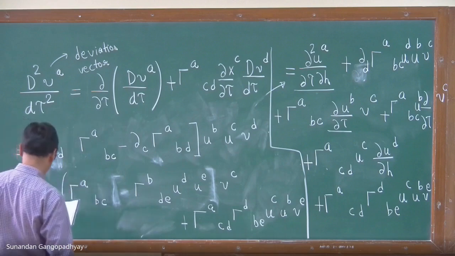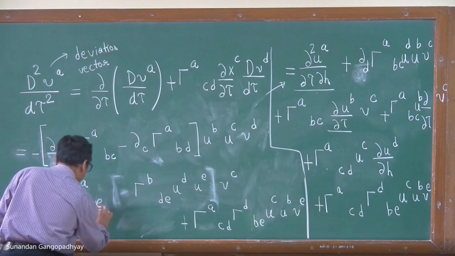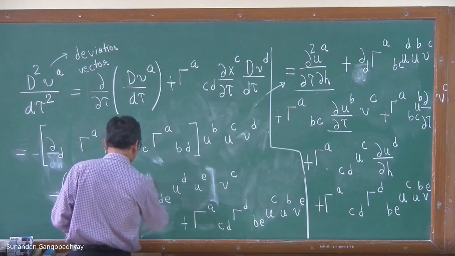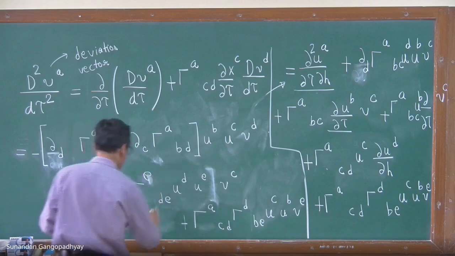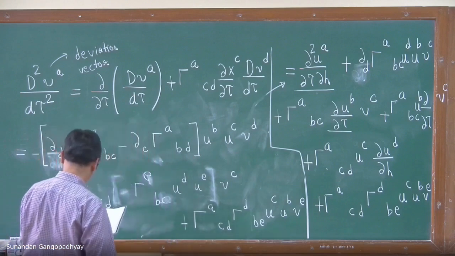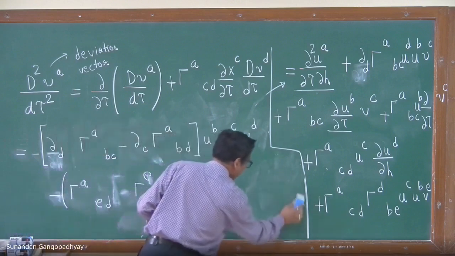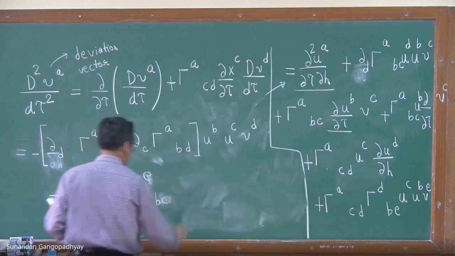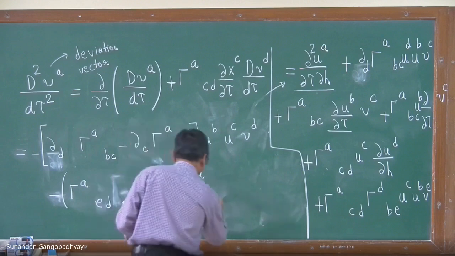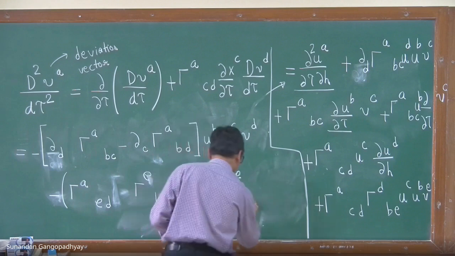You have gamma A, E, gamma, C, minus gamma A, E, gamma, C, B.